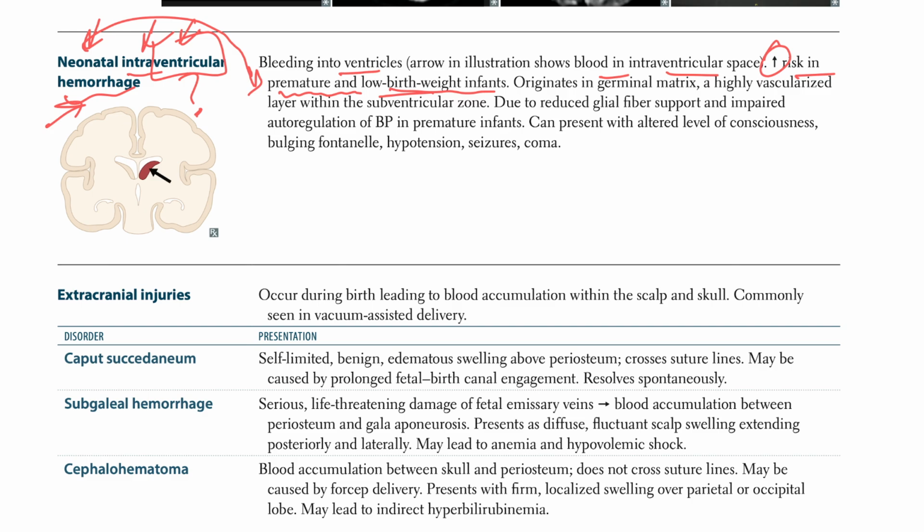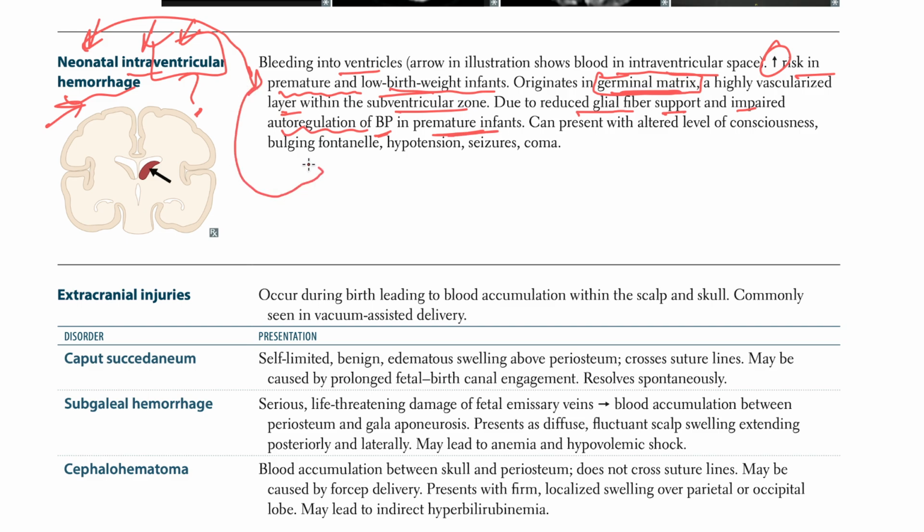It originates in the germinal matrix, high yield, which is a highly vascularized layer within the subventricular zone. So what is the point? Germinal matrix. It is due to reduced glial fiber support and impaired autoregulation of blood pressure in premature infants.